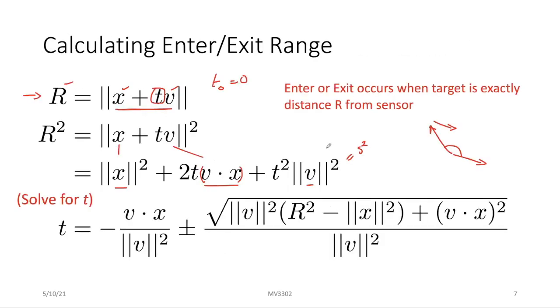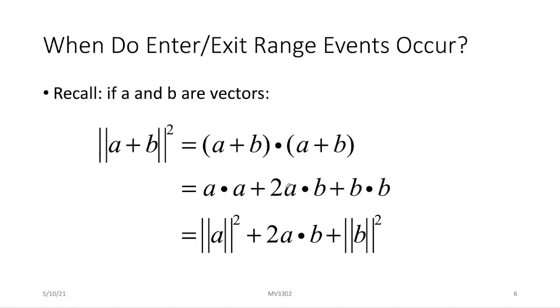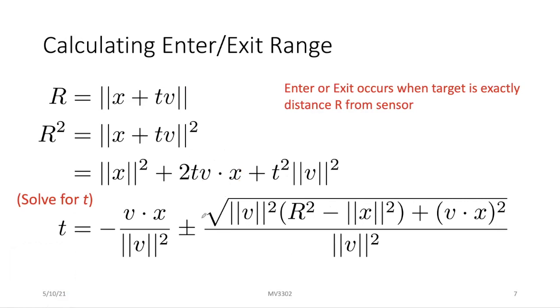Okay, so first of all, we've actually solved our problem, and our problem was, can we identify what the enter and exit ranges are? Now notice that there are two solutions. And so in our canonical example, we have this plus or minus. So the minus would be the enter range. That would be the smaller root.